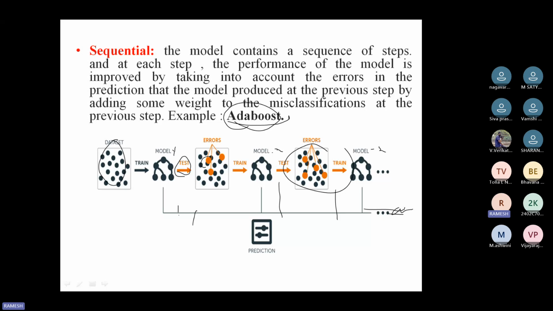Wherever we got error, which data point is getting error, only that point we are moving forward. That error only is carried forward, not the good option. So that is a sequential approach.